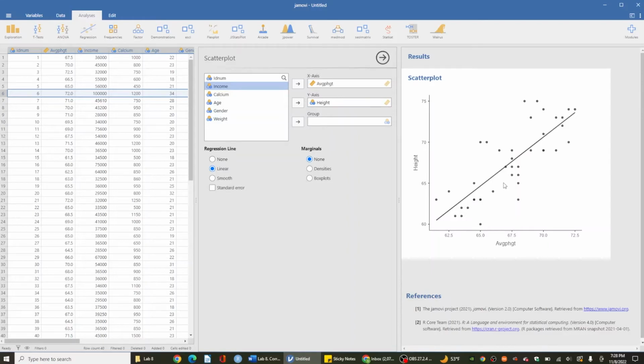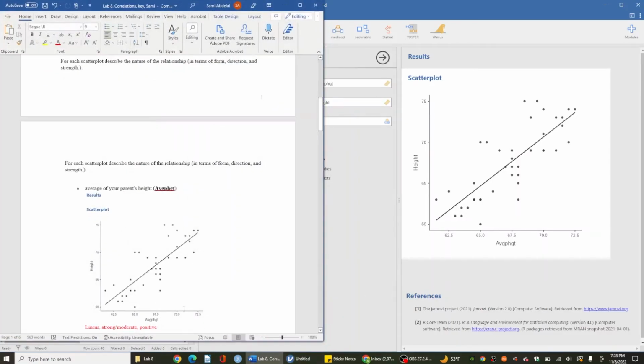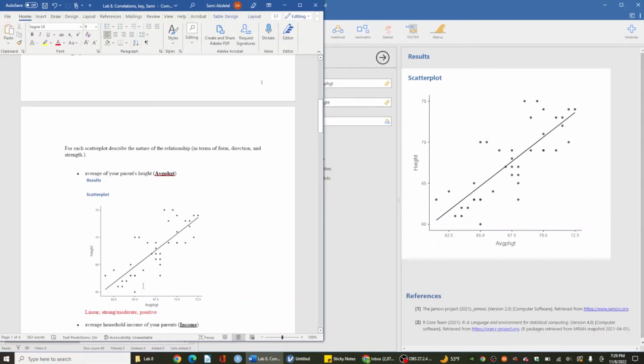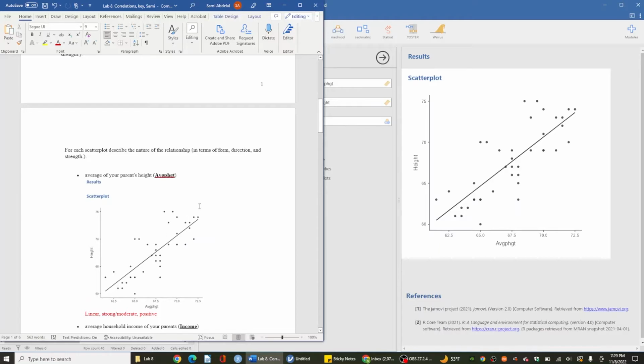So after you've copy and pasted this onto your lab worksheet, you'll give the form for it. So this is a linear relationship. It's strong to moderate. We can see how everything's clustering over here. And it's a positive relationship, obviously, because as somebody's average parent's height increases, their height also increases as well. So these two variables are increasing or decreasing at the same time, if they're positive.